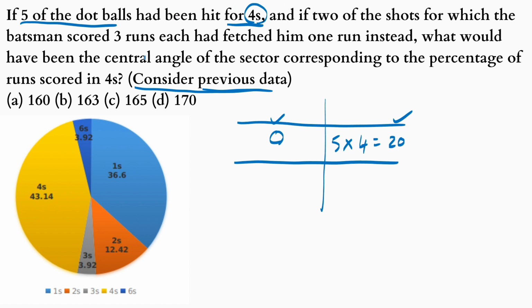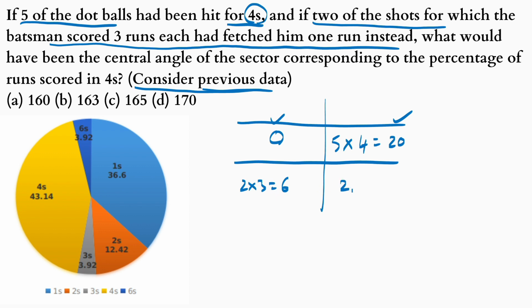And in the second case, we have, if 2 of the shots for which the batsman scored 3 runs each had fetched him 1 run instead. So initially we have 2 shots with 3 runs each, which is 6 runs total, but now he scored only 2 runs for the 2 balls, right? 1 run each. So initially his total score was 0 plus 6, which is 6 runs, and now the final score is 20 plus 2, which is 22 runs.